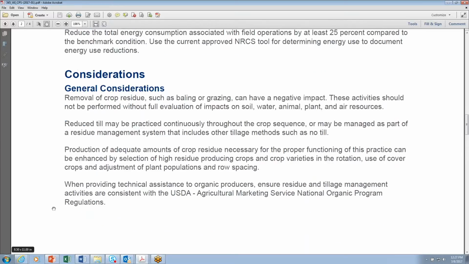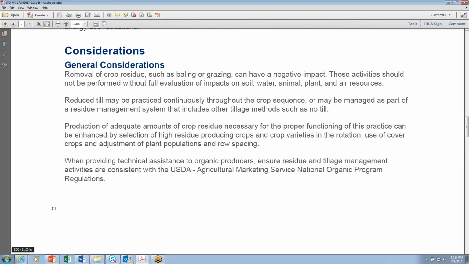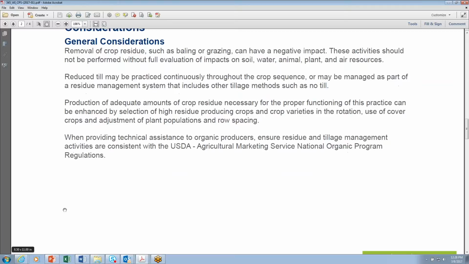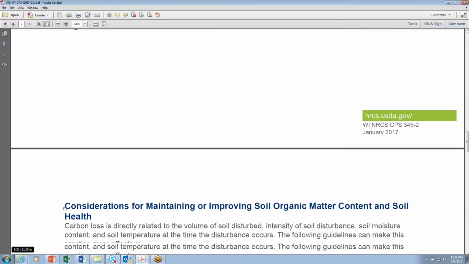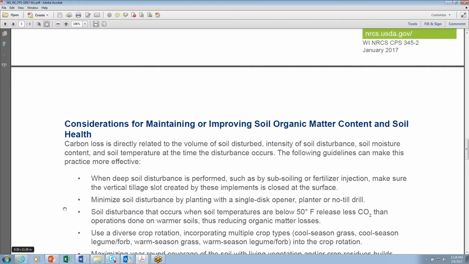And then this is fairly common sense here. We went through the last one, and general considerations. Baling and grazing can be a negative impact. We know that. Reduced till continuously throughout the crop sequence is potentially going to be a less valuable decision. These are just some of the things that we want to do the best we can to see how we can reduce that tillage.